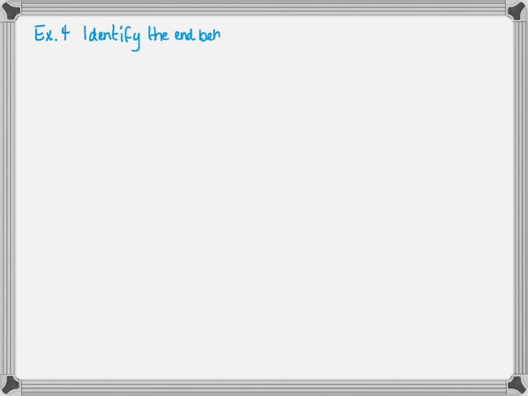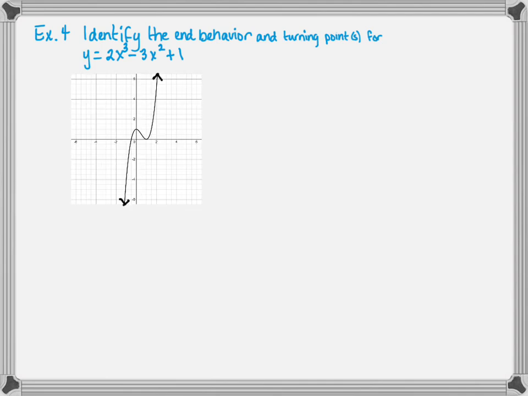Okay, let's look at another example. Identify the end behavior and turning points for y equals 2x cubed minus 3x squared plus 1. So here's our graph. So for the end behavior, we can see on the left, it's going down. On the right, it's going up. So it's down and up.